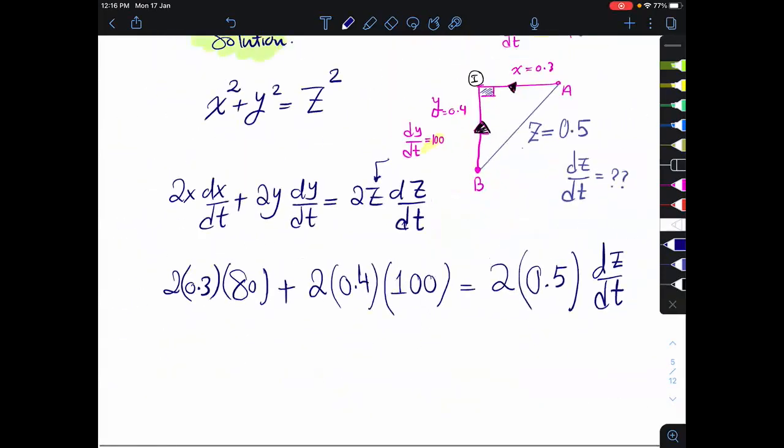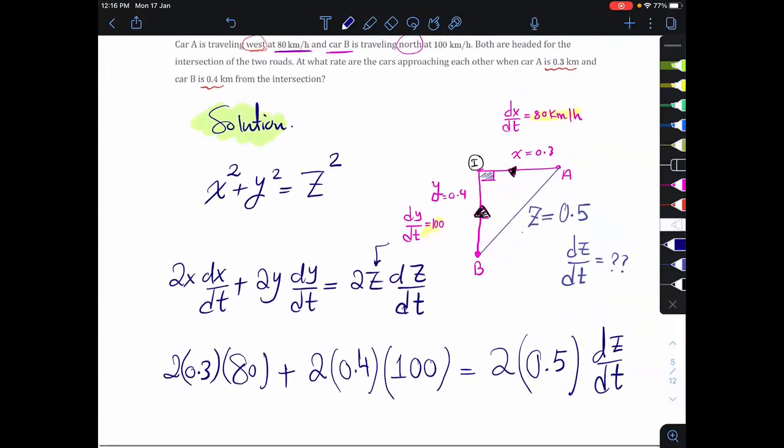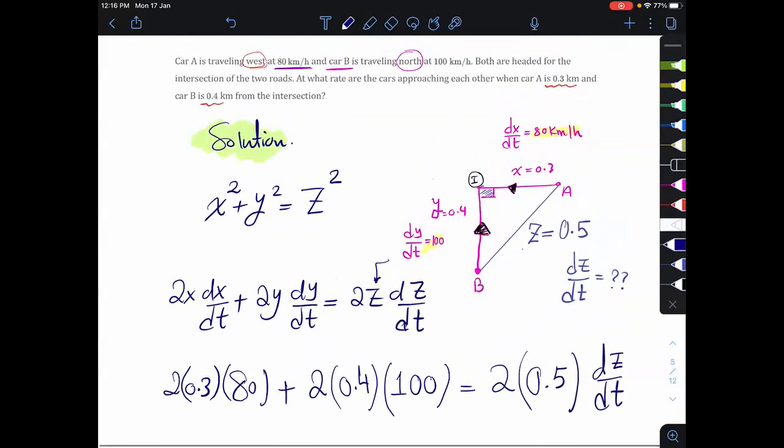Okay, guys, do you have any questions till now? It's clear? Again, the question is asking how fast or at what rate the cars are approaching each other when car A is 0.3 and car B is 0.4 from the intersection. So the change of z with respect to time, the distance between them, is going to change as they approach each other. Of course, change rate means the derivative with respect to time.